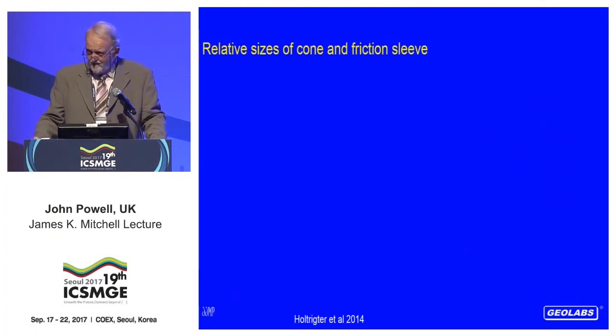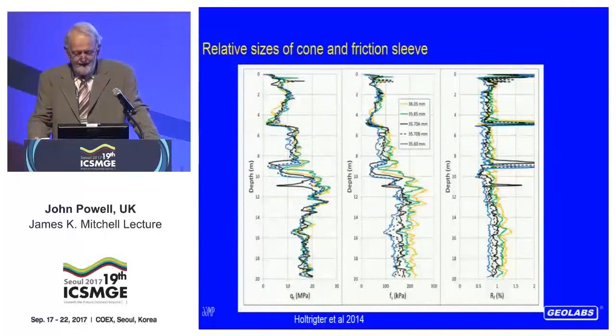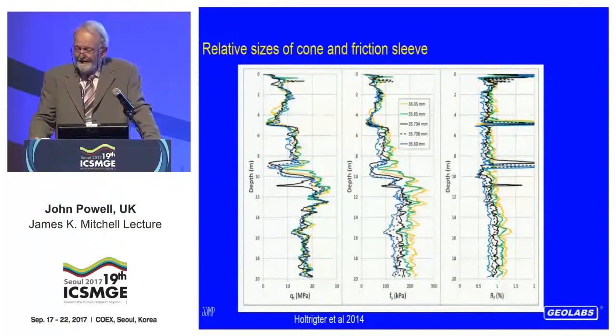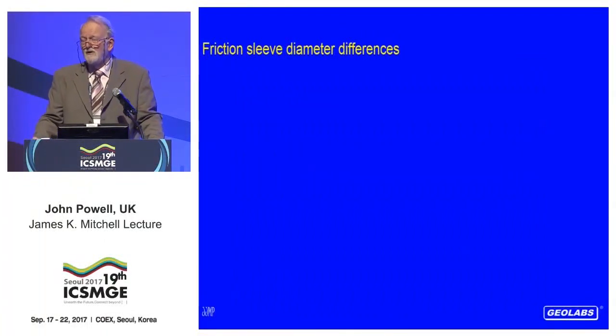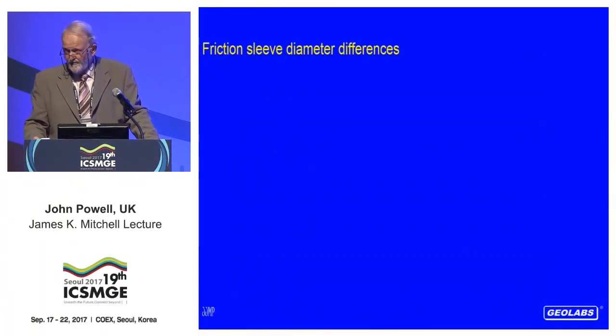Relative sizes of cone and friction sleeves. Some work from Australia showed us that if we have slightly larger friction sleeves, and here they have made them 0.1 of a millimetre larger than the cone, 0.2 and 0.3, we get higher friction sleeve results. And that is worrying. And if it's right, then we have to look into this in more detail. Robertson, in about 2014, found similar things. But all these are within the allowable tolerances that are within the standards.